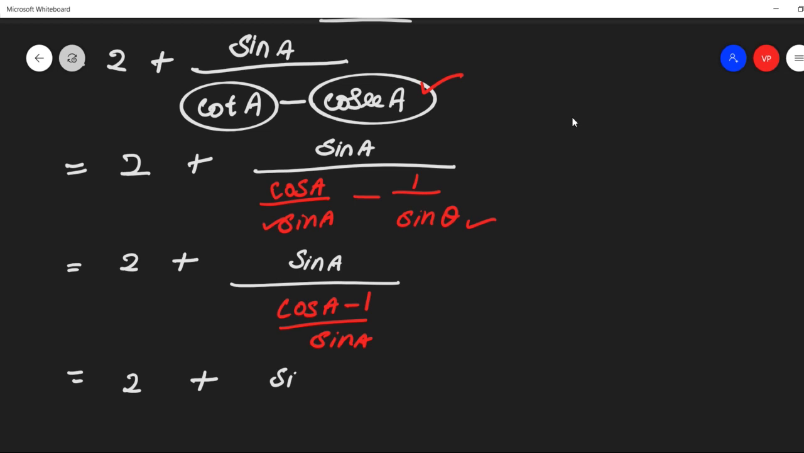Okay, so keep this numerator. The red color fraction is in the denominator, so just take the reciprocal. How will you take the reciprocal? Sin A by cos A minus 1. So we have taken the reciprocal. So what is the next step?